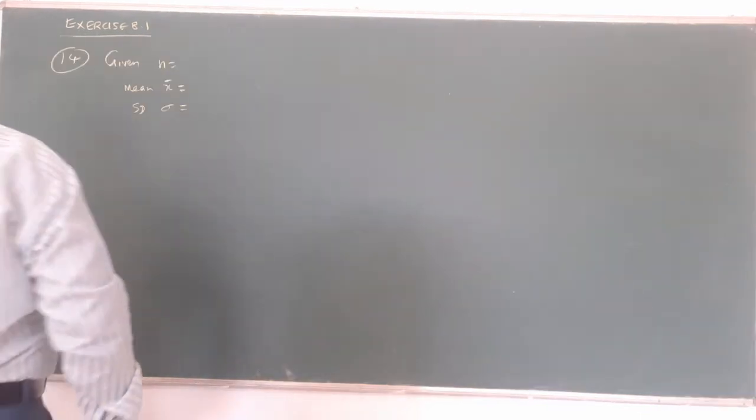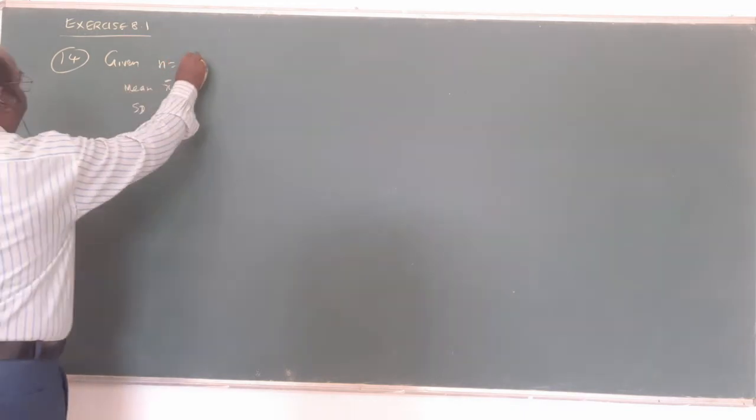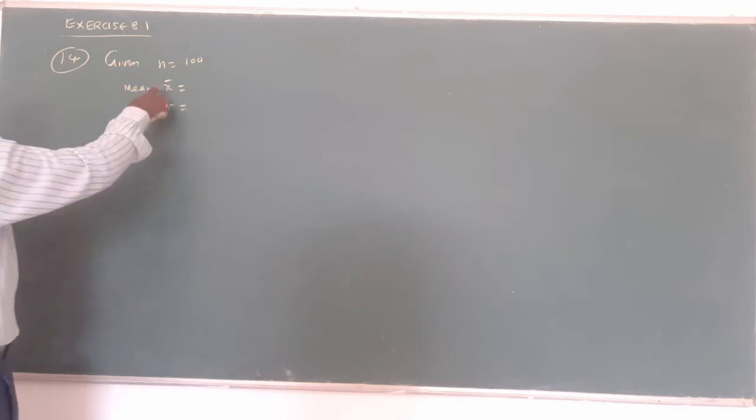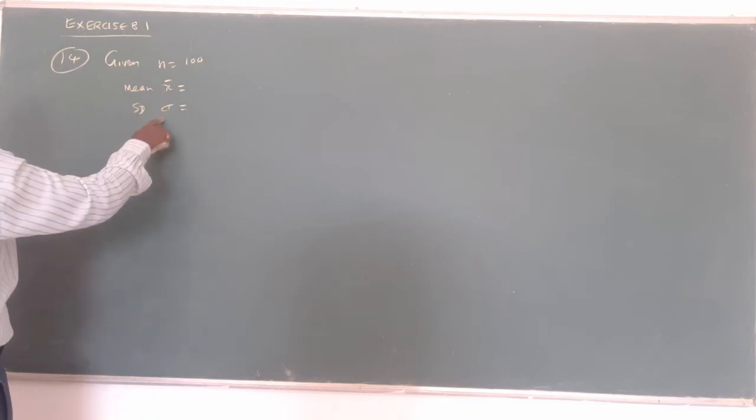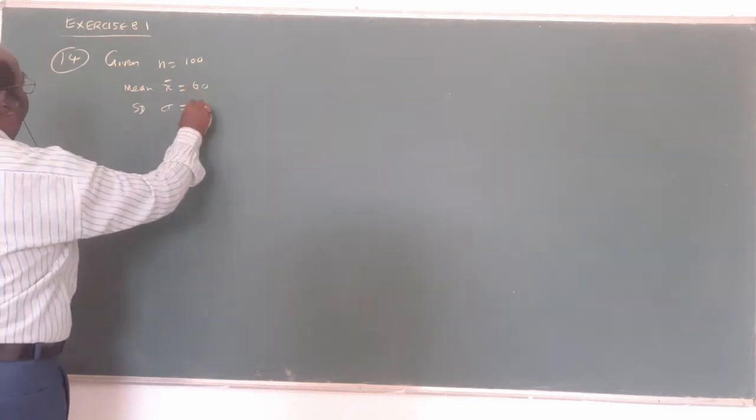Listen here. 14th question. Refer to the question in the book. For a group of 100 candidates, n equals 100. The mean and standard deviation of their marks were found to be 60 and 15. This is given.